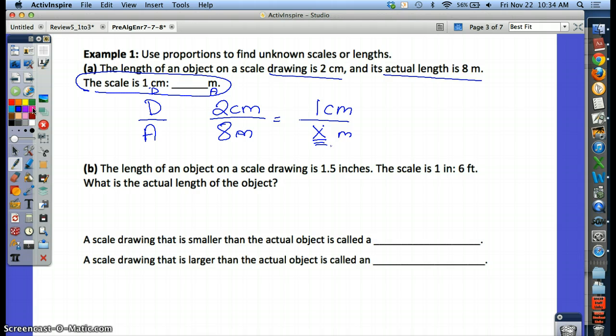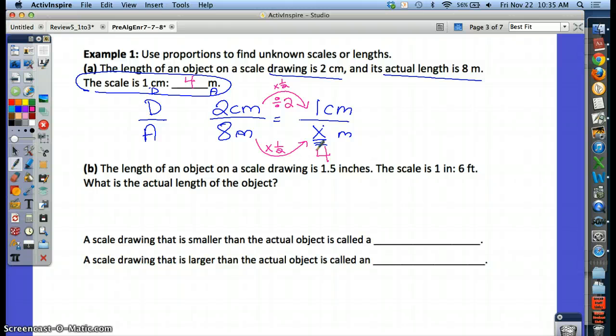You could cross multiply, or you could also just use the multiplication method. What would you do to 2 to get to 1? Do the same thing to your denominators. Well, 2 times 1/2 will give me 1. So I'm going to do the same thing down here. Well, then 8 times 1/2 will give me 4. I can fill in that blank then. On the drawing, 1 centimeter is to 4 meters. All I did was take my ratio that they gave me and reduce it down to get this 1, and I found my 4. Let's look at another one.